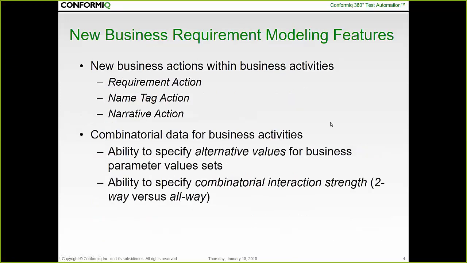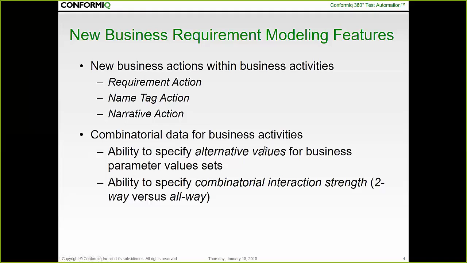So, business requirement modeling features. When business requirement modeling, that is the ability to create business activities, was first released, basically the only two actions the users could specify were a when and a then action. With this release, we have introduced some more actions that allow you to use pure business requirement modeling and not need to break out to create activity nodes with classic requirement actions, etc. These three actions have been added, and we'll demo some of them in just a moment.